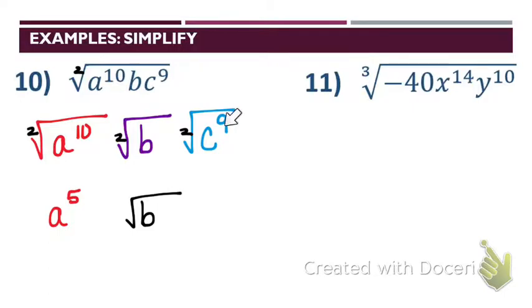If I have 9 people, how many groups of 2 can I make? You can make 4, but you also have somebody left out, right? So I have 4, so I have c to the 4th, but I also have 1 that has to stay. And the remainder has to stay under the square root. So when you have something left over, if it's not an actual multiple of the index, then you just leave it. It has to stay. You can't do anything with it.